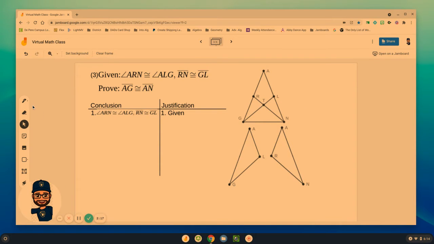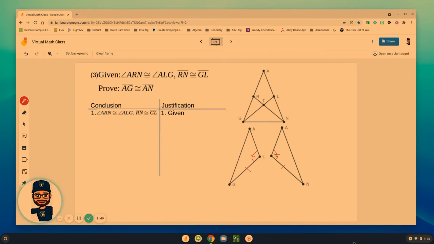We are given that angle ARN is congruent to ALG. We are given that information. We are also given that RN, which was this side, is congruent to LG, which is this side. We're trying to prove that the two segments are congruent.